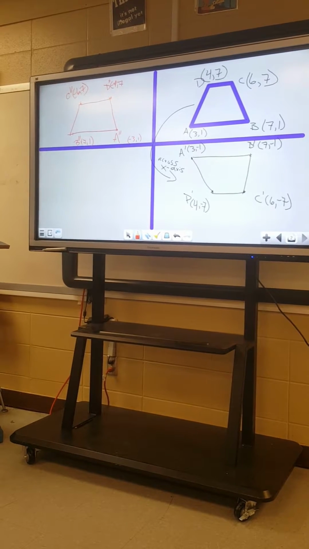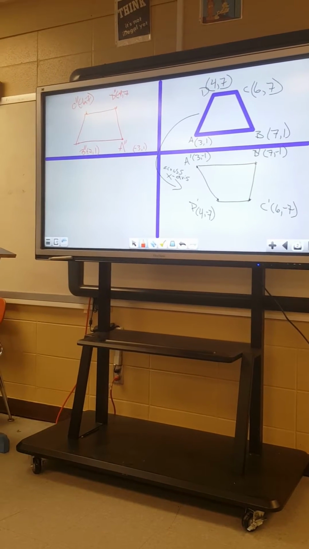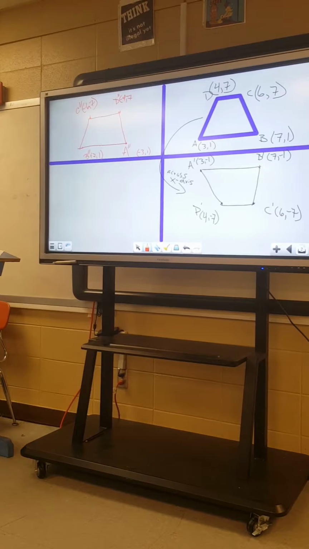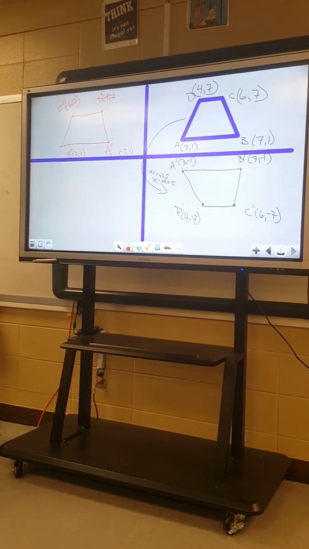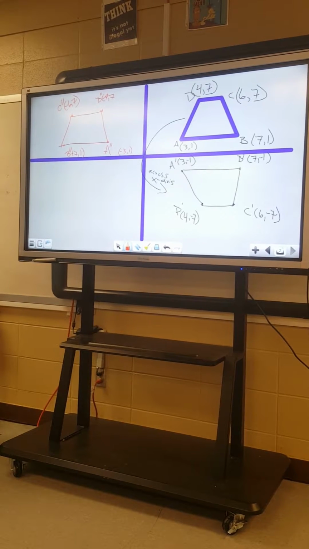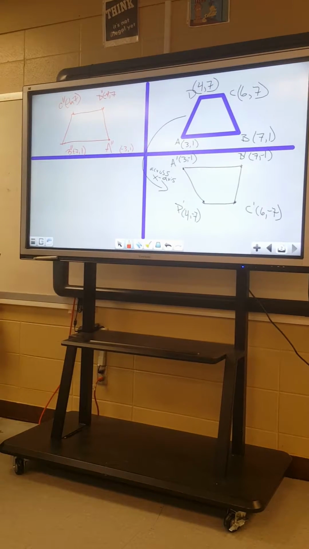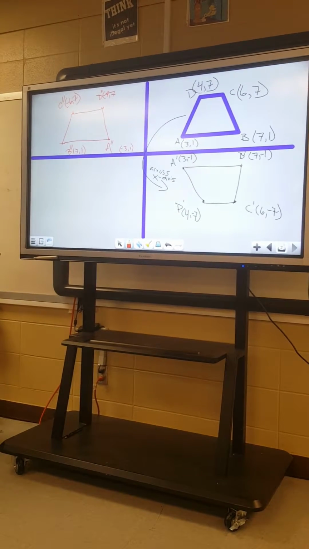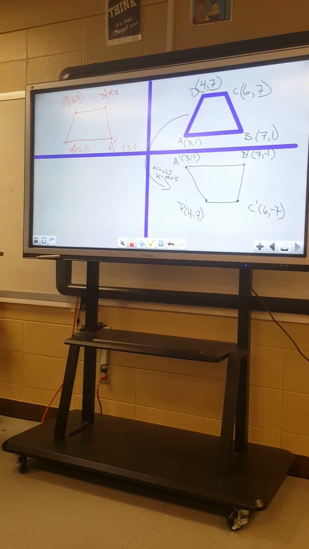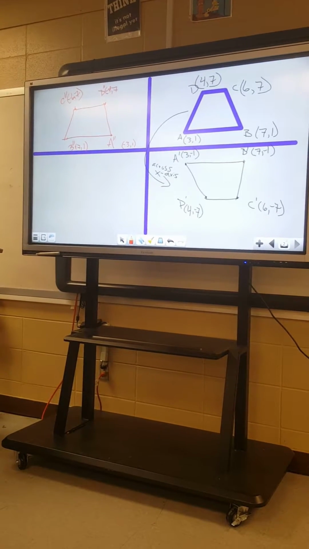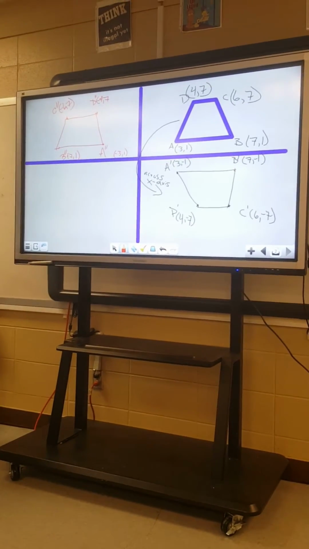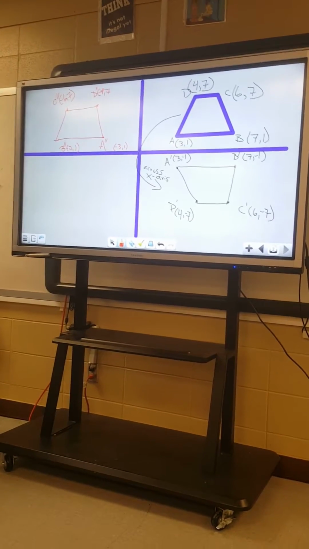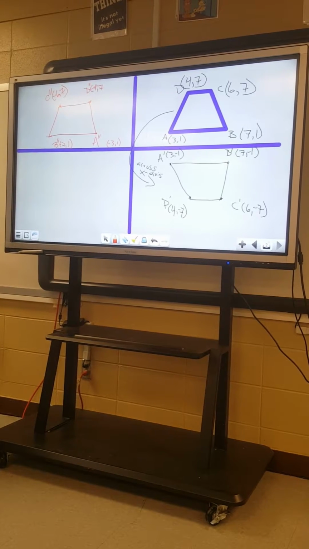Translation would be the exact same shape on the other side, because A would still be the furthest away from the y-axis if you were doing translation. With reflection, you're flipping the whole shape over. With translation, you're sliding the shape, so it would just slide across and still look like the exact same shape. A and D would still be on the same side, but with reflection, you flip it.